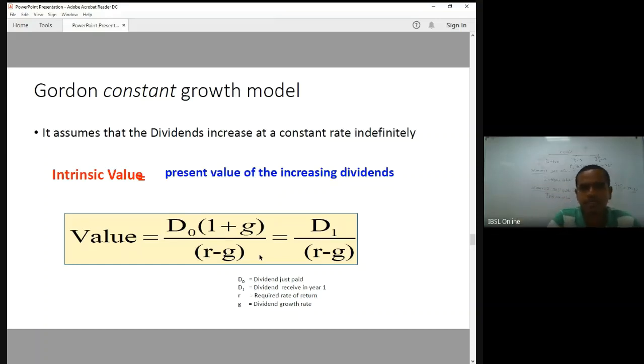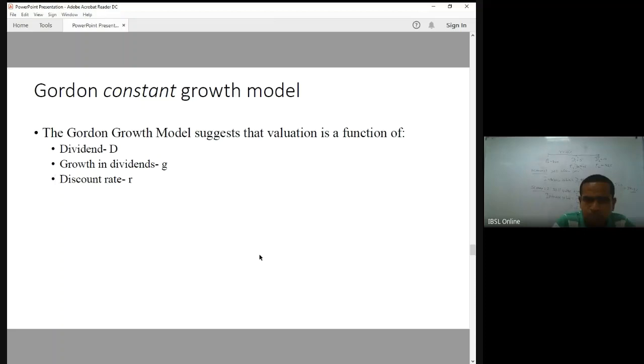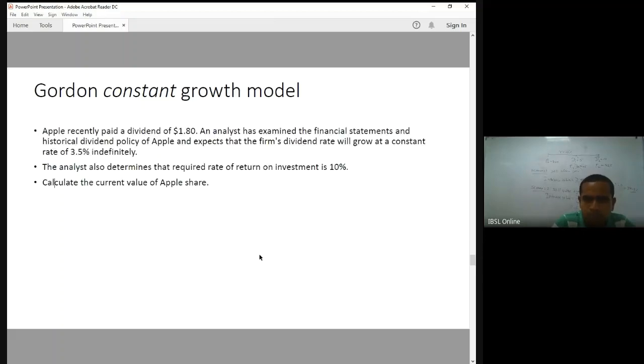If that is the case, the intrinsic value is given by this equation, which you need to remember: Gordon's dividend growth model. It assumes that dividends increase at a constant growth rate indefinitely. Intrinsic value is the present value of increasing dividends, D0 times 1 plus g divided by r minus g. So today's dividend times 1 plus the growth rate gives you next year's dividend, divided by the required rate of return minus the dividend growth rate. Okay, so let's try this example.